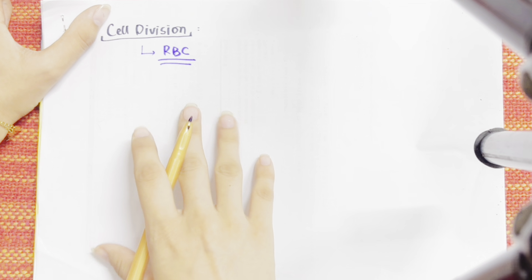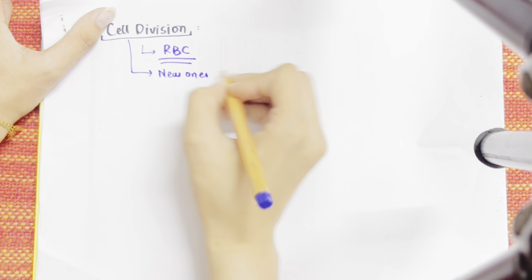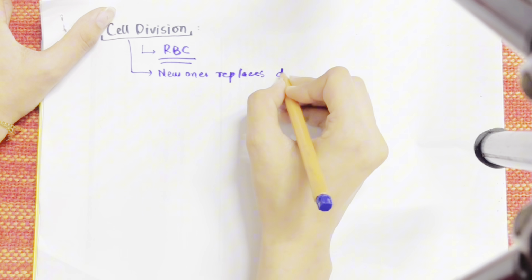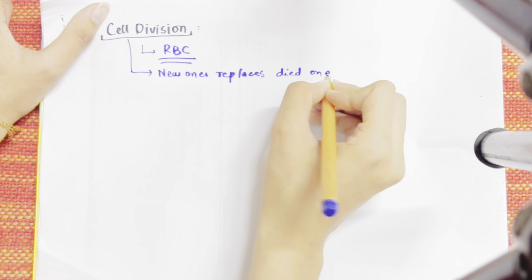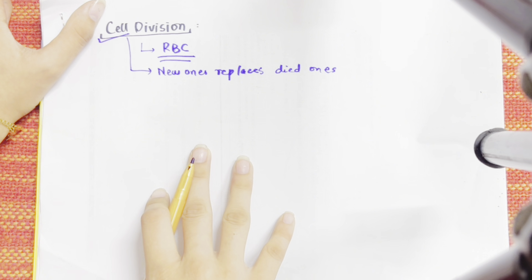We said that new RBCs are formed to replace the cells that die. In such a manner, we say cell division takes place. The new ones replace the dead ones, and we say that this process is known as cell division. Therefore, cell division is very important in order to restore the number of cells that are lost.